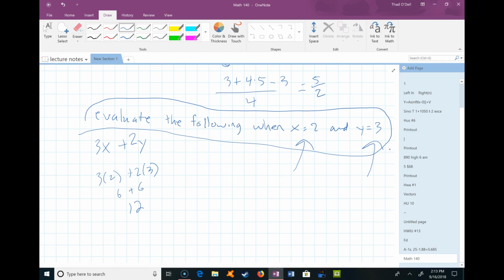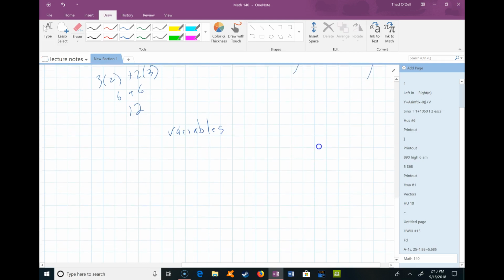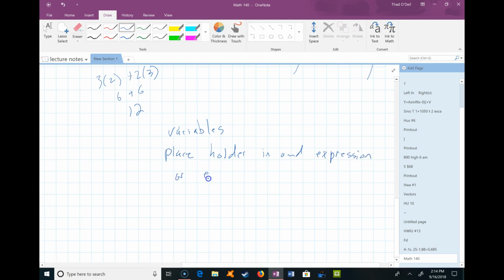Which reminds me of variables. What is a variable? I know, again, you've all been exposed to it, but I just want to make sure. Remember, a variable is basically a placeholder in an expression or equation.